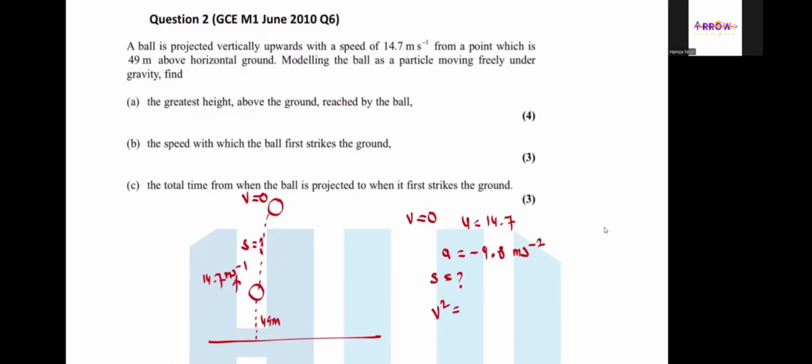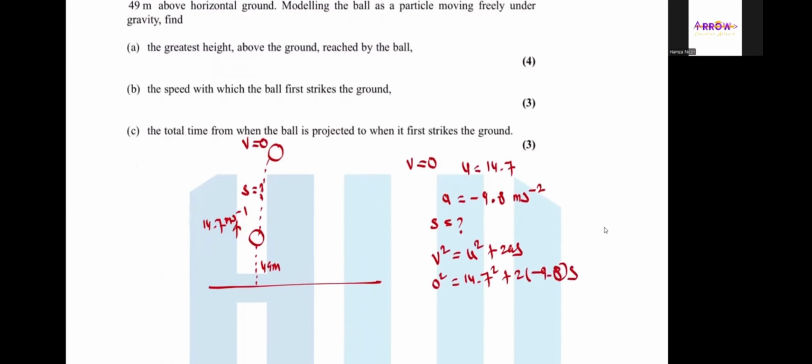So V squared is equal to U squared plus 2AS. In place of V, we are going to write 0, and in place of U, 14.7. And acceleration is minus 9.8. So solve this equation and find the value of S.